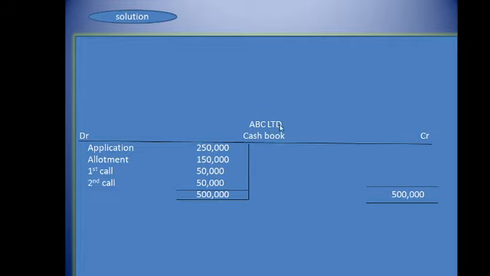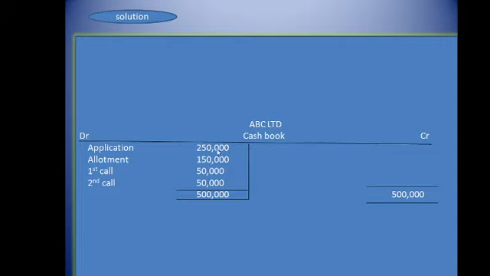Here we have ABC Limited, followed by the name of the account you are preparing. You are preparing the cash book of ABC Limited. Now under it, you start listing everything. Remember that the rule of cash book is debit all the incoming, all the money that came into the business, and credit all the money that left the business.